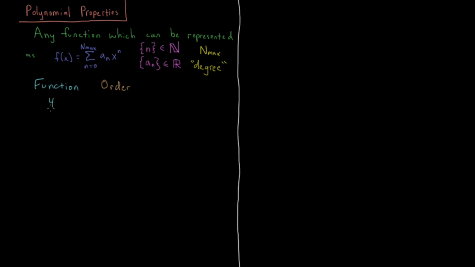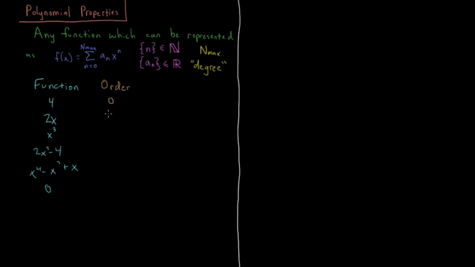Things that are polynomials would be f of x equals 4, f of x equals 2x, f of x equals x cubed, f of x equals 2x squared minus 4, or f of x equals, say, x to the fourth minus x cubed plus x, or f of x equals 0. So what are the orders of these various functions? For 4, the order would be 0, because the highest power of x it has is x to the 0. X to the 0 is 1, so this is 4x to the 0.